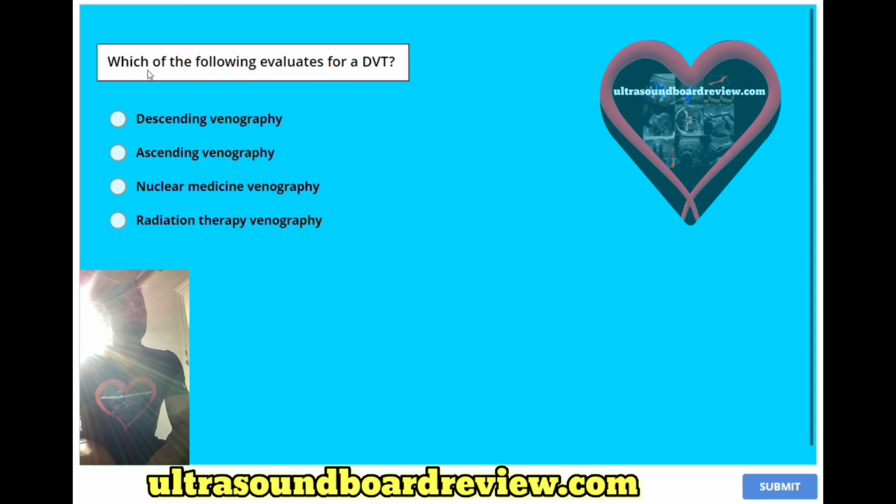Question 26. Which of the following evaluates for a DVT? A, descending venography, B, ascending venography, C, nuclear medicine venography, or D, radiation therapy venography? The answer is B, ascending venography.